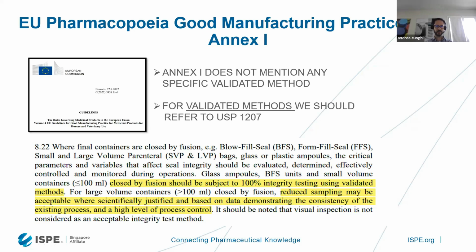But the very important indication that Annex 1 gives us is that products closed by fusion should be subjected to 100% integrity test using validated methods. This is very important because this forces us to make this kind of control. For larger volumes, reduced sampling may be acceptable, but anyway, it's strongly recommended as well for the bigger ones to proceed to 100% integrity test because of the guarantees this gives to the quality of our process.